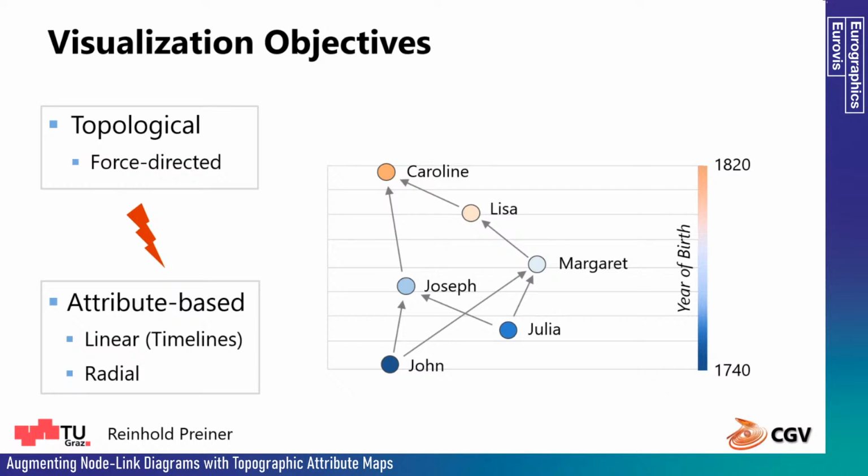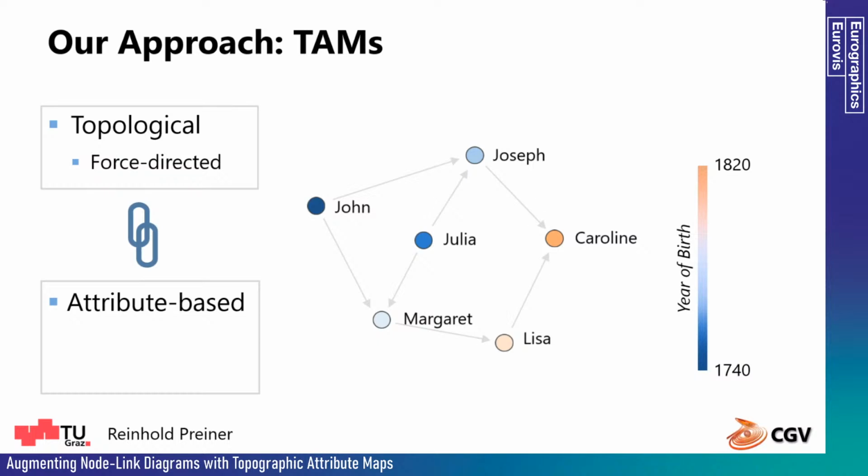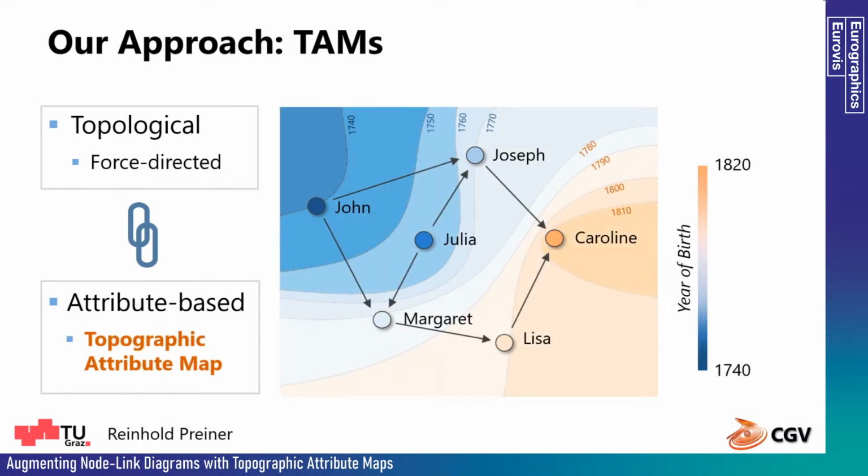In our work we aim to solve this conflict by combining a topology-preserving layout with an inferred contextual attribute landscape, which we illustrate as an underlying topographic map. We call such a map a topographic attribute map, or short a TAM. And in such a TAM, attribute values at nodes map to height values, which we interpolate to obtain a continuous height field.